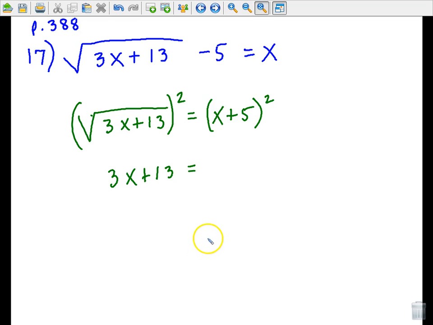You could use FOIL. Do you remember the little 3-step mental math process I showed you? Square the first term. Square first. First times second times 2. First times second, 5 times x, and then just double that. And then square the last term.